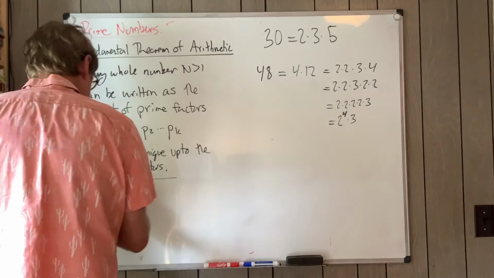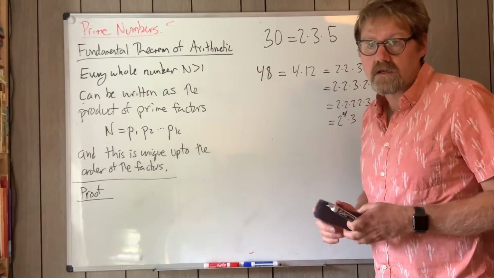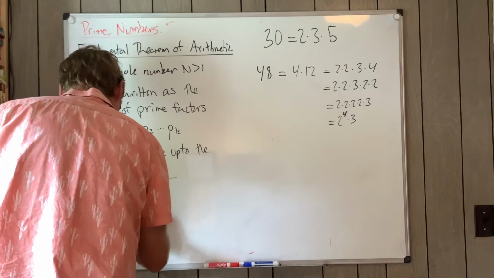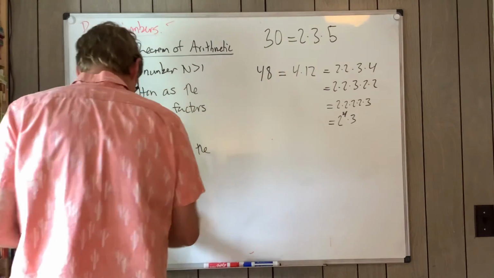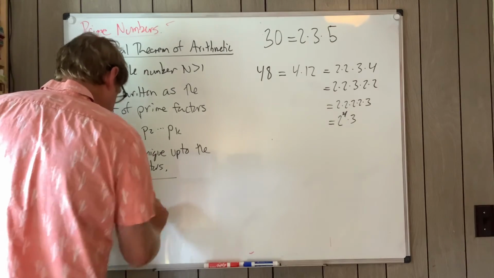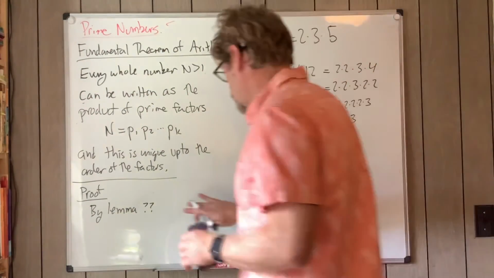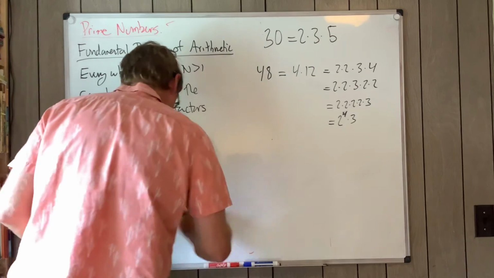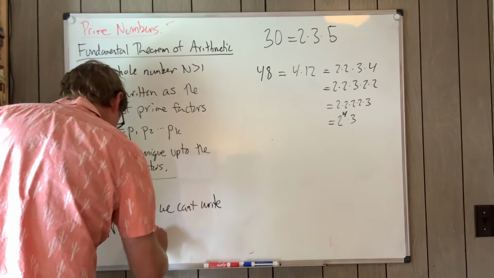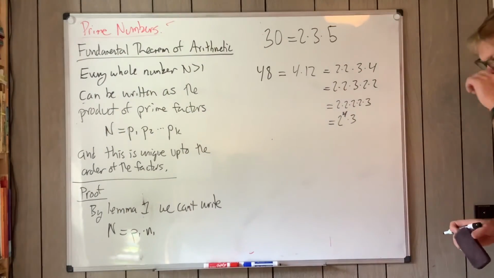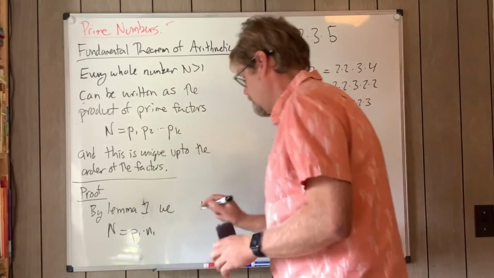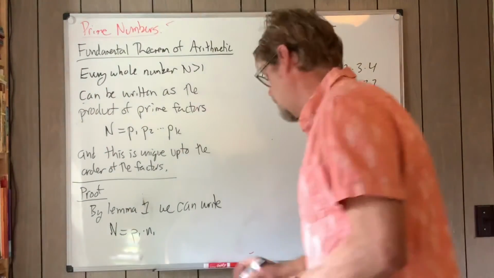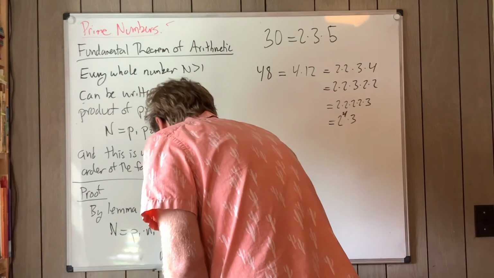Proof. Okay, here's what we're going to do. By lemma 1, the one I just erased up here, let's call it lemma 1, we can write my number n as p1 n1, where p1 is prime.